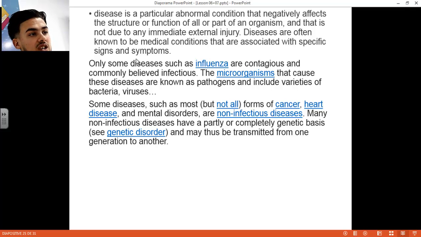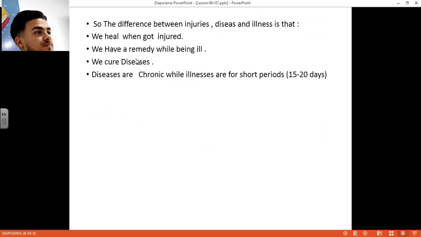The microorganisms that cause these diseases are known as pathogens and include varieties of bacteria and viruses. Some diseases, such as most, but not all, forms of cancer, heart disease, and mental disorders, are non-infectious, which means they don't transmit. Many non-infectious diseases have a partially or completely genetic basis and may thus be transmitted from one generation to another, which means diseases transmit genetically, not by physical contact.